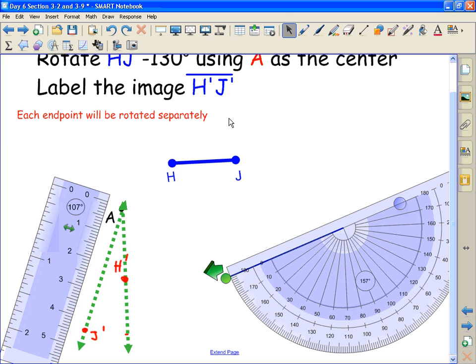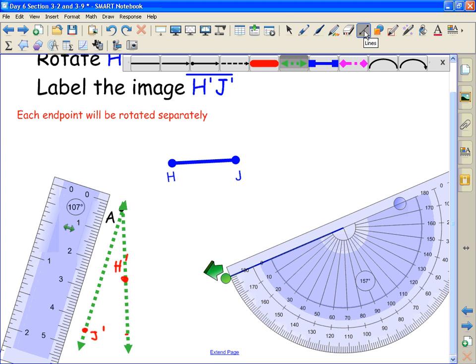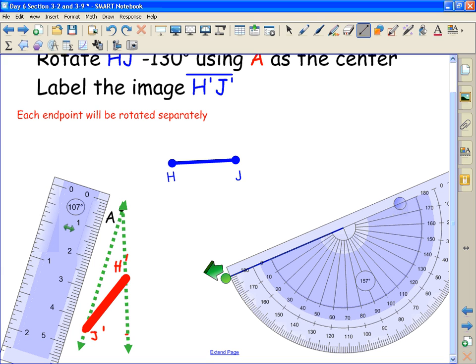Now to construct segment H prime, J prime, what I need to do then is connect the 2 points. There is my segment. You can see it, the big red line there. It is H prime, J primed.